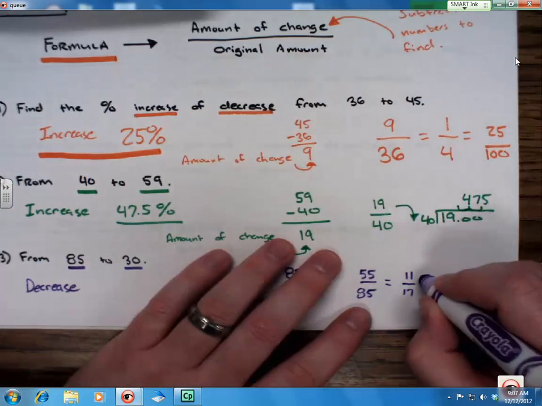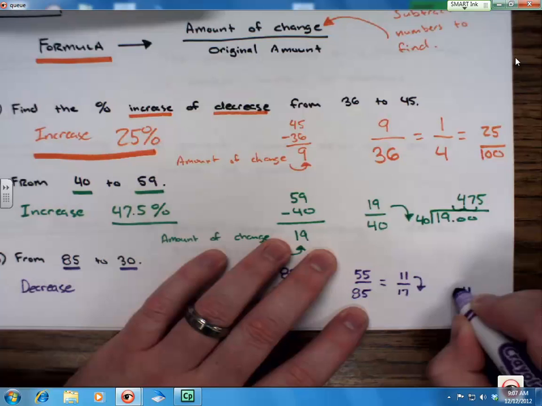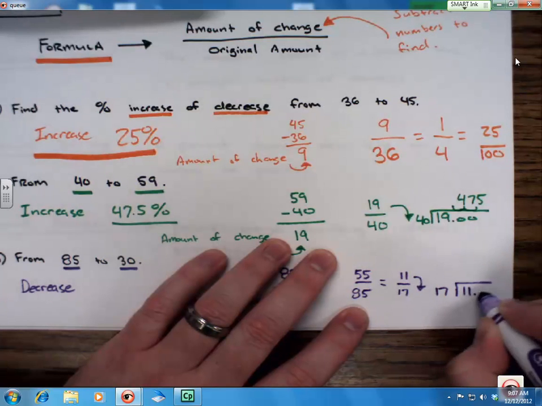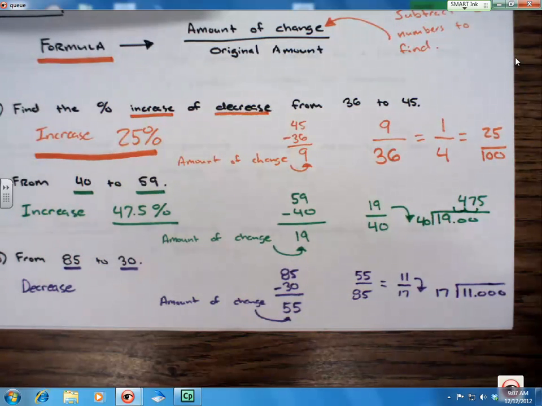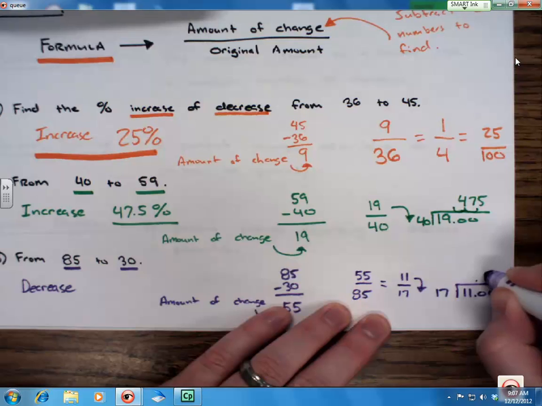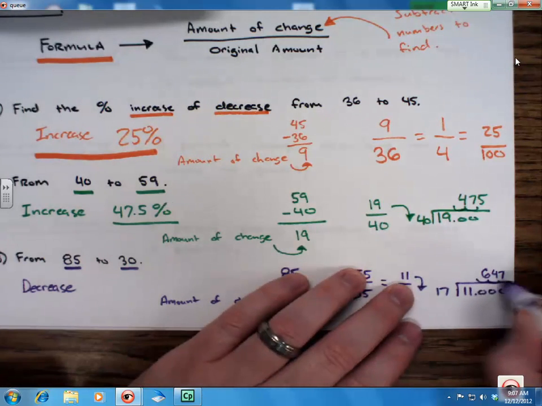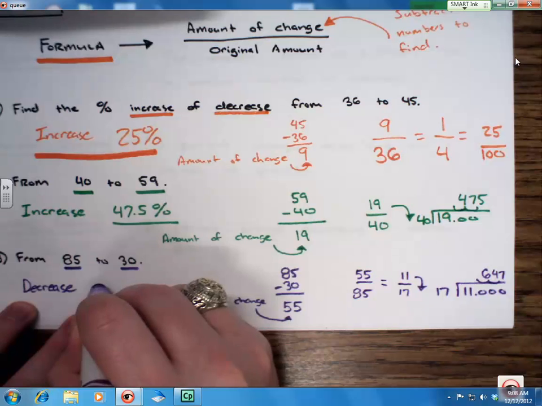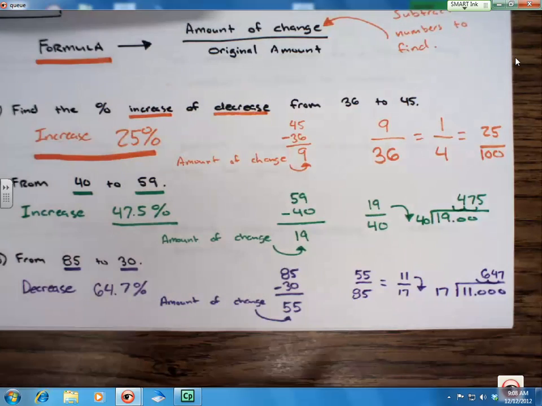Obviously I don't know what that is in a decimal, but I can divide up from here, and that'll make it a little bit easier for me to divide up because the numbers are a little bit smaller. So whenever I divide 11 divided by 17, that gives me a repeating decimal. So I'm going to go ahead and round that to 3 places. So I'll get 0.647. And I'll move my decimal over 2 places to get that into percent. So it would be 64.7%.